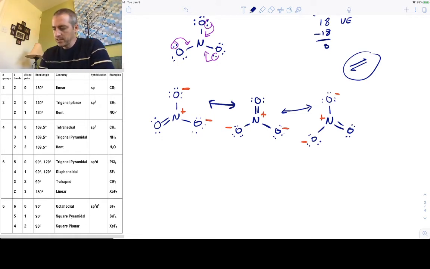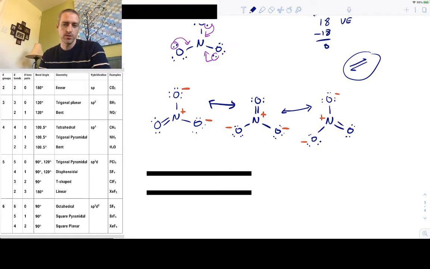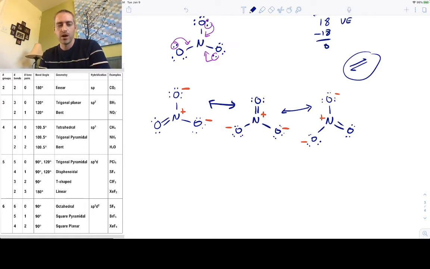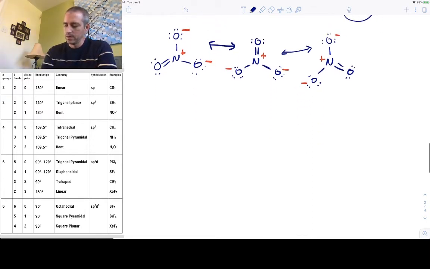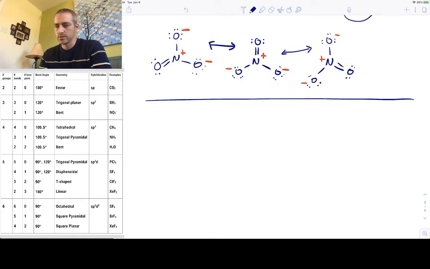And what we would actually say in this molecule is that the true structure of the nitrate anion is an equal average of those 3 structures. So each nitrogen-oxygen bond would be about, say, 1 1/3 bond order. So it's not quite a single bond, not quite a double bond, but instead somewhere in between. Resonance structures are quite important.